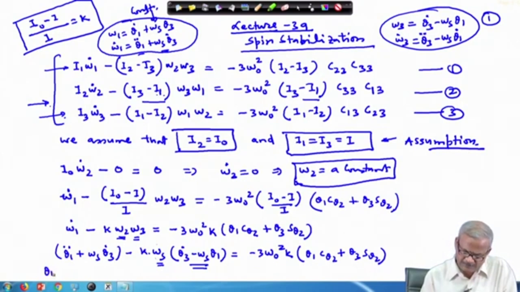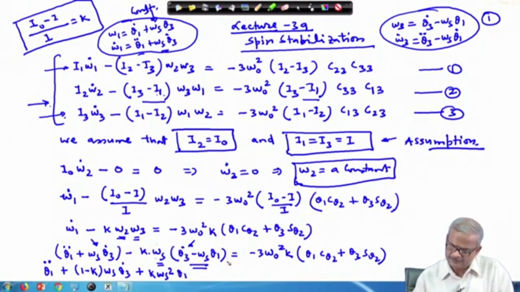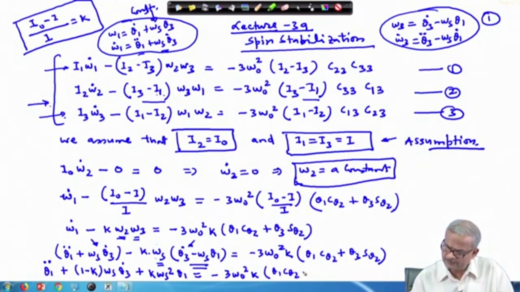We can rearrange this term to write it like this, theta 1 double dot. Here we see that theta 3 dot is present in this place and also in this place. So, we can write this as (1 minus k) omega s, common to this, times theta 3 dot, and then plus k times omega s square theta 1, this equal to minus 3 omega 0 square k times (theta 1 times c theta 2 plus theta 3 times s theta 2).